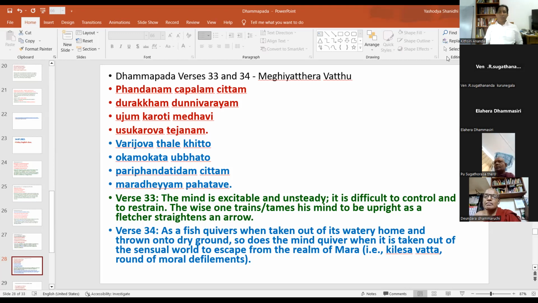As a fish quivers when taken out of its watery home, when you take a fish out of water, it starts trembling, shivering, shaking, thrown onto dry ground. So does the mind. Same thing happens with regard to the mind, when it is taken out of the sensual world, sensual pleasures, just to escape from the realm of Mara, up to the round of moral defilements.